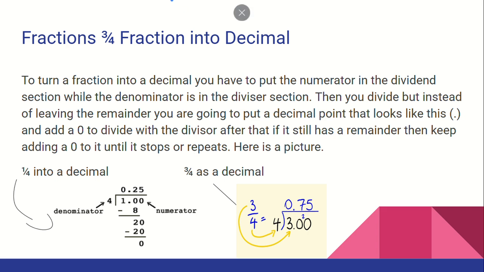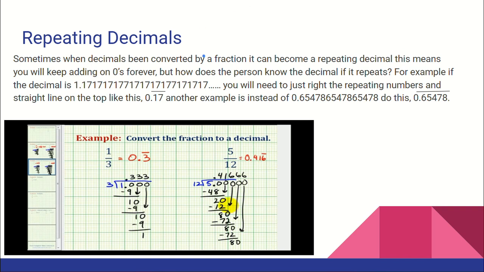Now we can move on to our next slide, which is called repeating decimals. What are repeating decimals? Jot this down. Sometimes when fractions are being converted to decimals, it can become a repeating decimal. This means you'll keep on adding zeros forever. But how does the person know if the decimal repeats?